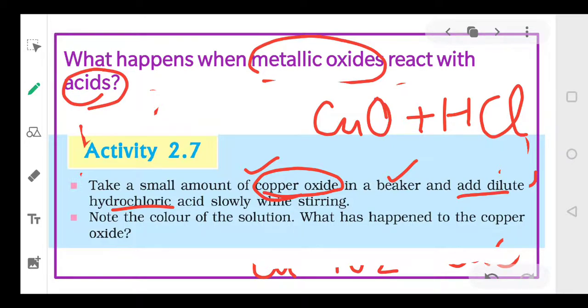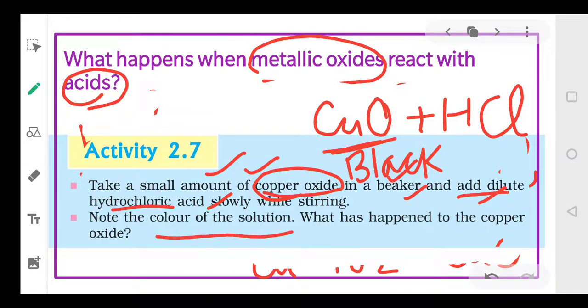Is it clear, students? Now what will be the color of this solution? The color of this solution will be black. The copper oxide is of black color. So the first step is to take a small amount of copper oxide in the beaker and add dilute acid slowly. Then we'll see the color of the solution is black. Now let's see what will happen afterwards.